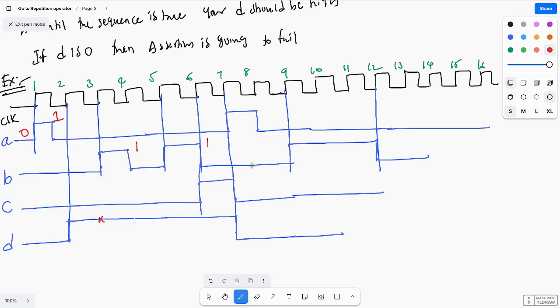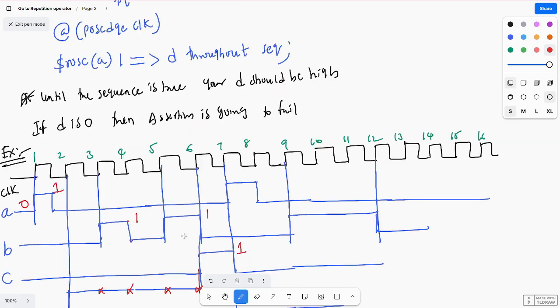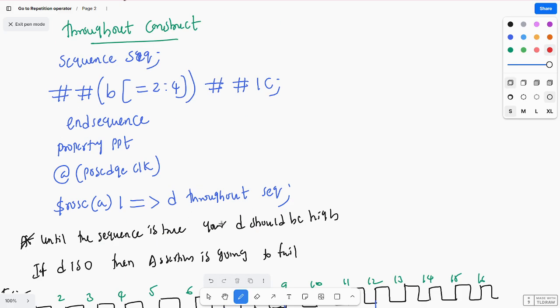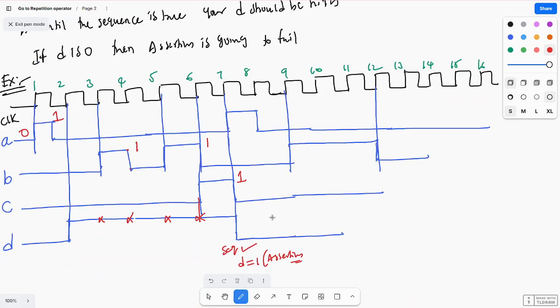After one cycle c is also 1. Throughout this cycle what happens? D should be 1. Then your sequence is pass. So that means the assertion is going to pass. Throughout this sequence, until the sequence is true, your d should be 1. Here your sequence is passed, then d should be 1.